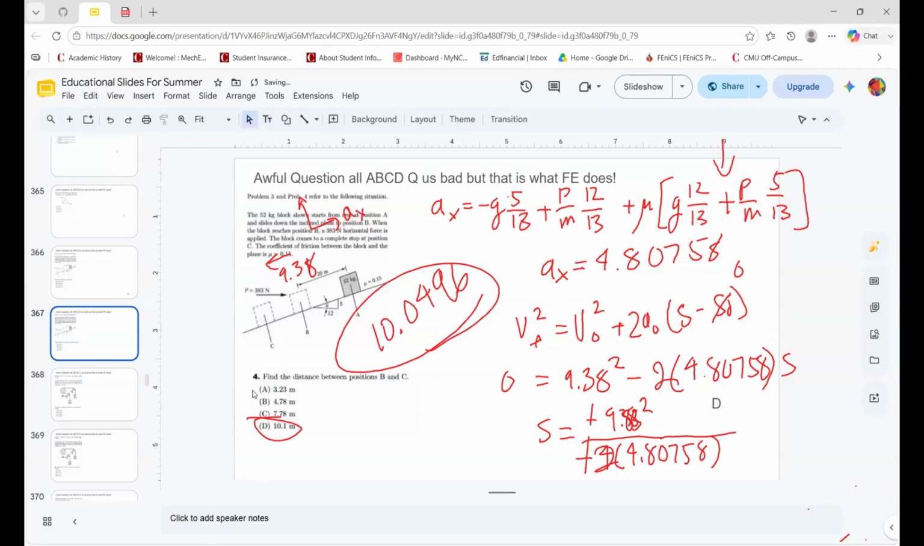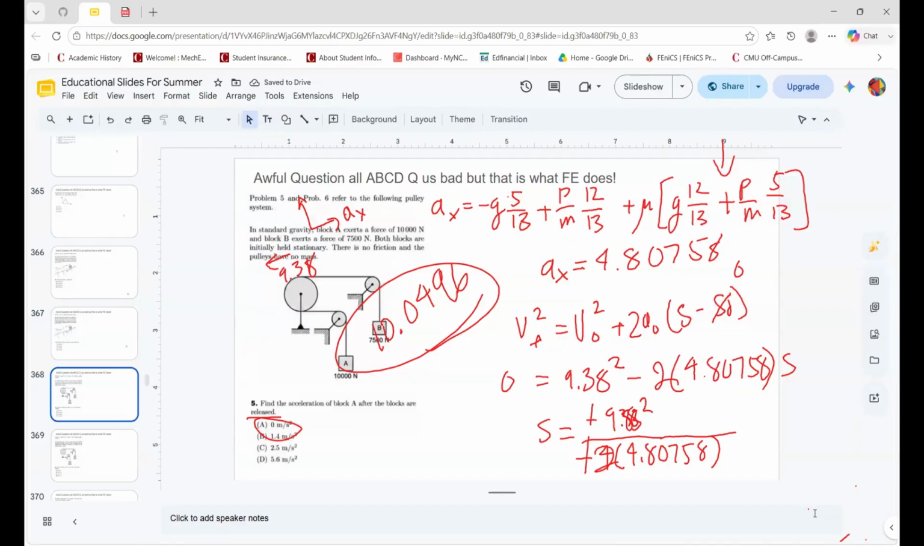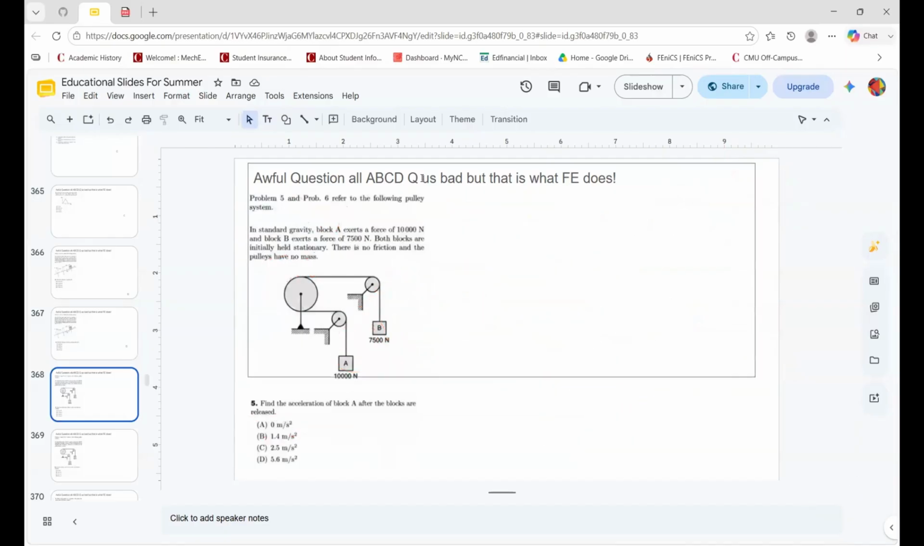Okay, then we move on. Let's turn off the camera for this to save the lagginess. It's still laggy if you don't turn off the camera.